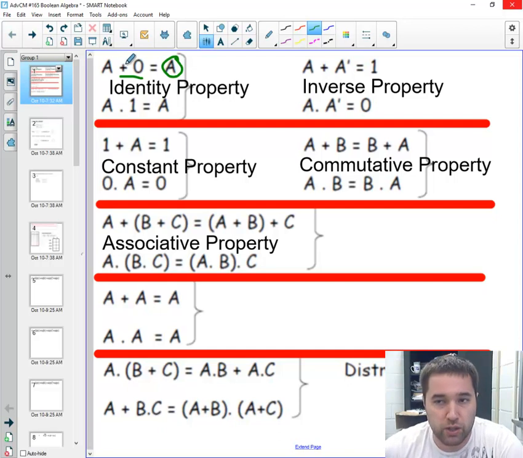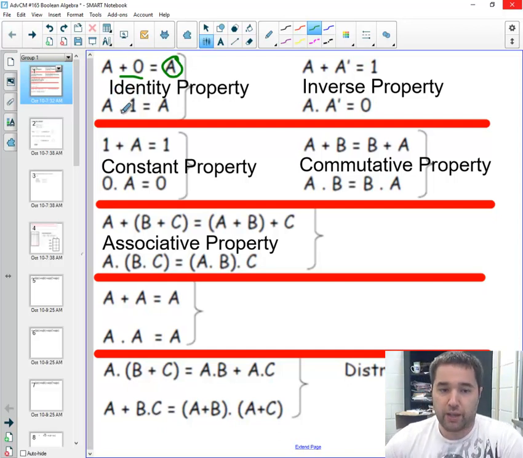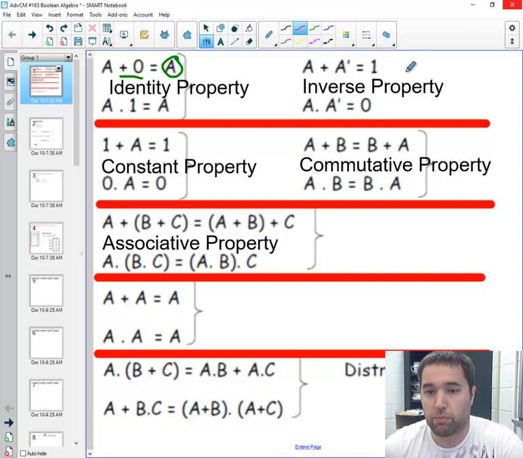Realize this isn't addition, this is the OR gate and this is the AND gate. So if you say anything and 1 equals that anything, you would be correct. You also have the inverse property, which is the same thing as in math class, except it's a little bit different. Instead of doing the reciprocal addition of fractions, you're doing a plus not a equals 1, because if a is 0, that means not a is 1. It means it's going to be 1 and vice versa.